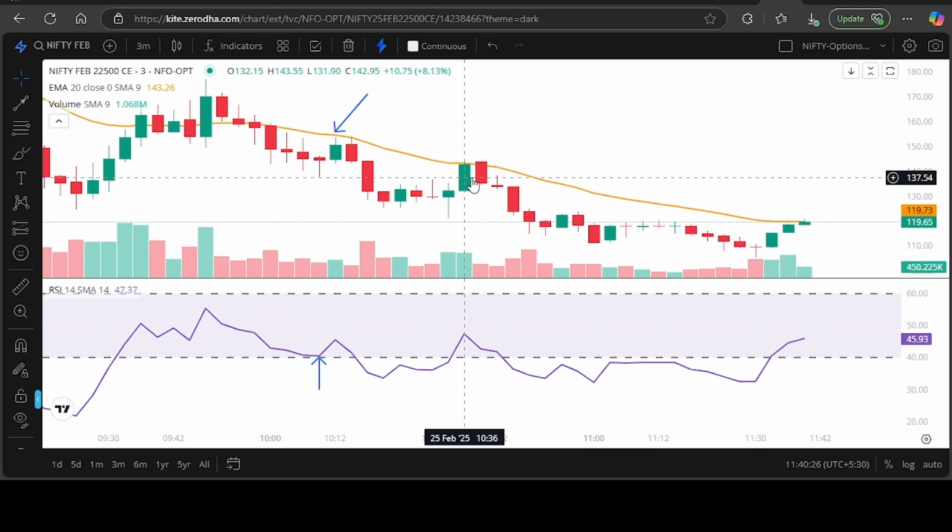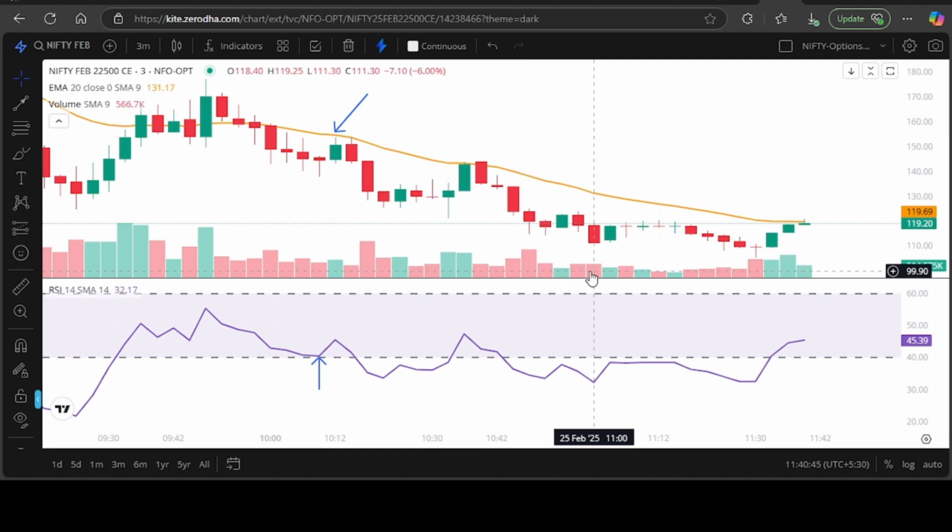So stick to one strategy for at least 3 to 6 months. Follow the same strategy and forget about losing. Don't have that fear of losing out. Okay, don't trade with FOMO. All right. So I'll not take this trade here.